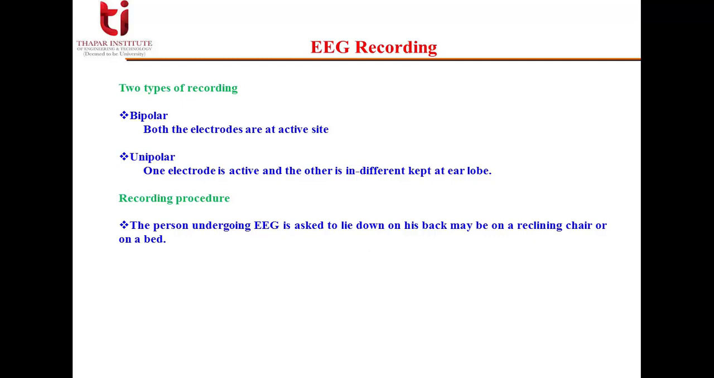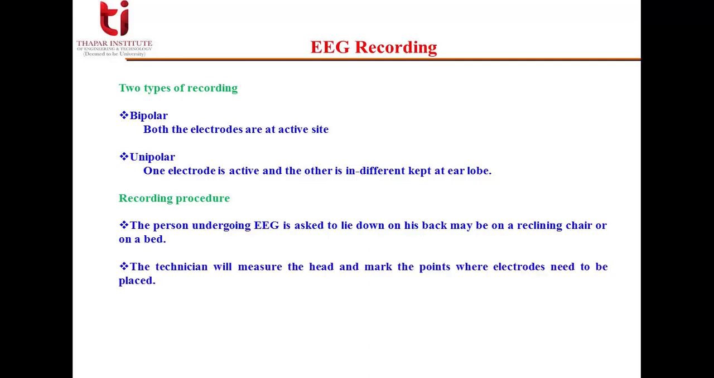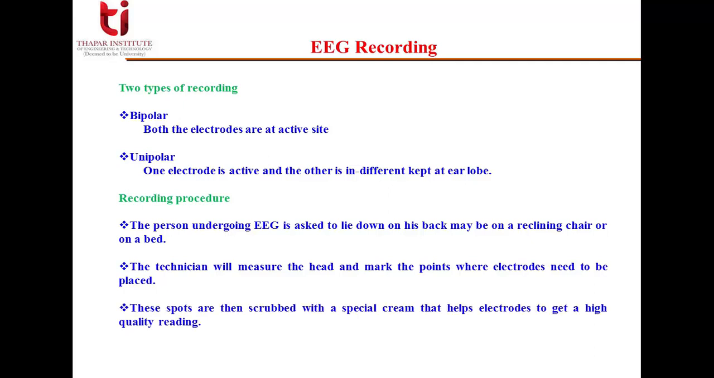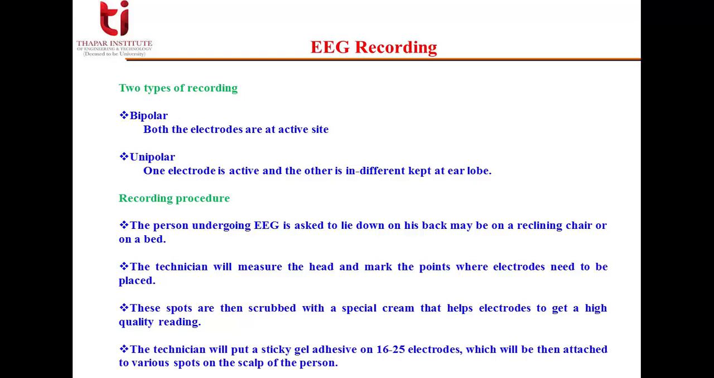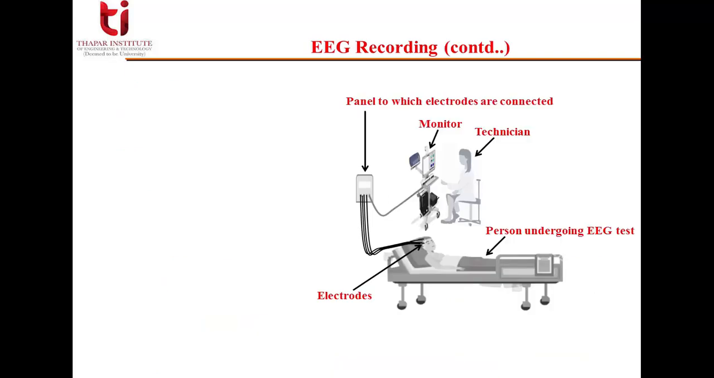The person undergoing EEG is asked to lie down on his back, maybe on a reclining chair or on a bed. The technician will measure the head and mark the points. Maybe it is using the 10-20 system or any other, but the most used is the 10-20 electrode system, where the electrodes need to be placed. These spots are then scrubbed with a special cream that helps electrodes get a high quality reading. The technician will put a sticky gel adhesive on about 16 to 25 electrodes, which will then attach to various spots on the scalp of the person. You can see this in this figure also.